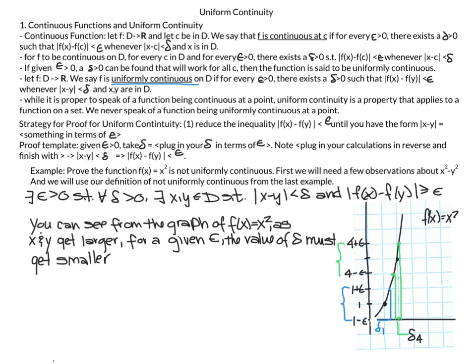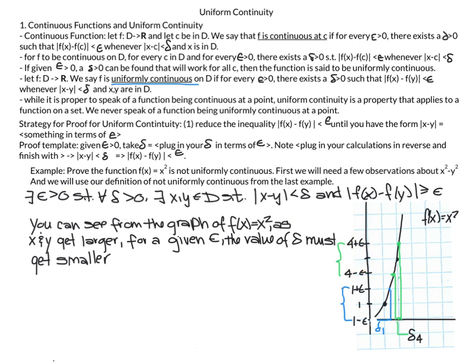You can see as x gets larger and y gets larger, for a given epsilon, and here at 1, I use the epsilon of 1. So I have 1 plus epsilon and 1 minus epsilon. And then here for the point 4, again, I use the same epsilon 1, so I have 4 plus epsilon and 4 minus epsilon in here.